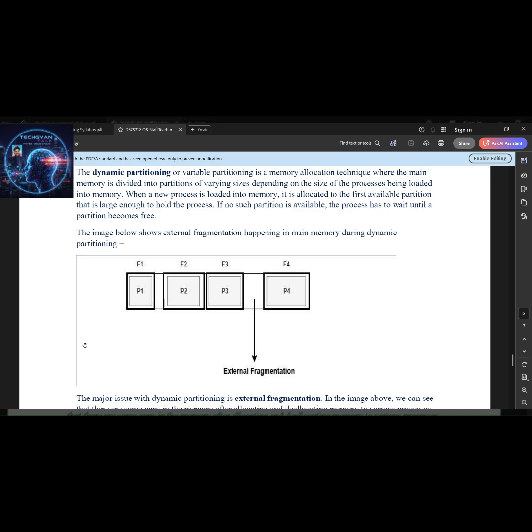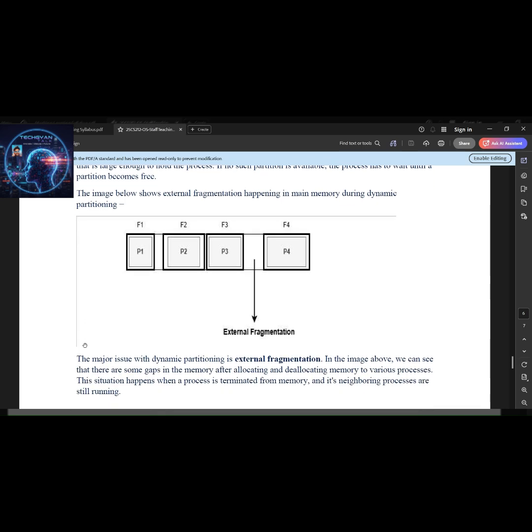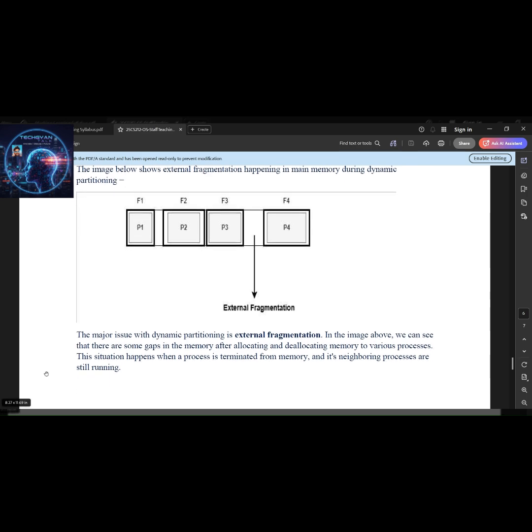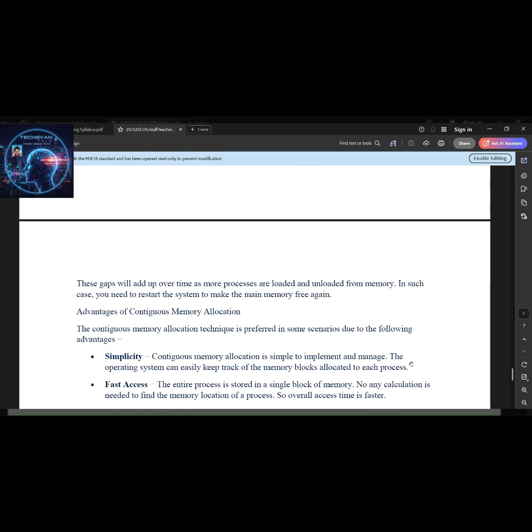The major issue with dynamic partitioning is external fragmentation. In this image, we can see that there are some gaps in the memory after allocating and deallocating memory to various processes. This situation happens when a process is terminated from memory and its neighboring processes are still running. These gaps will add up over time as more processes are loaded and unloaded from memory. In such a case, you need to restart the system to make the main memory free again.